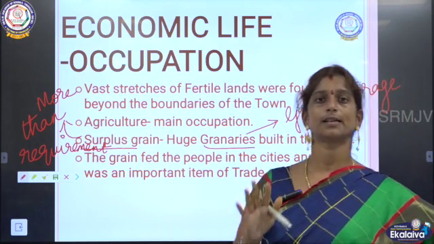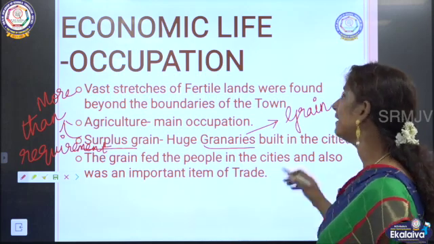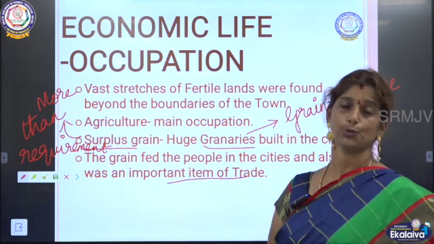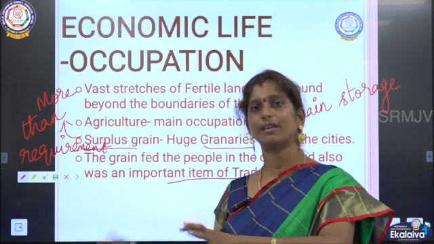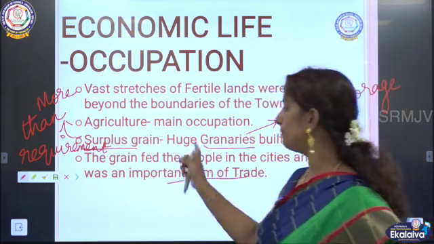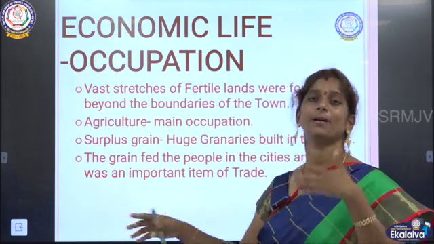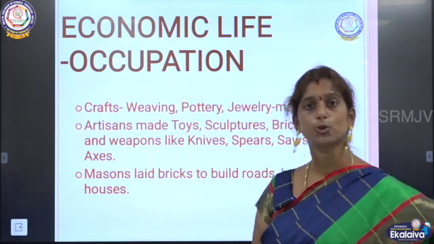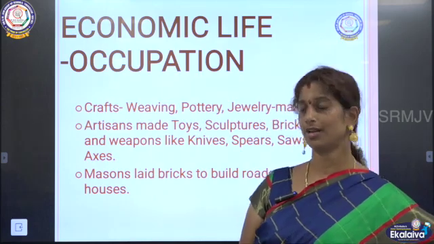Right. So, surplus grains were stored, and the grain fed the people in the cities and was also an important item of trade. So, this grain was sufficient for the people in the civilization, then they were storing these grains also, and of course they started their trade with the help of these grains, which means they started trading with the nearby civilizations, right. Like the Egyptian civilization, the Mesopotamian civilization. So, with all these people they had started to trade, right.